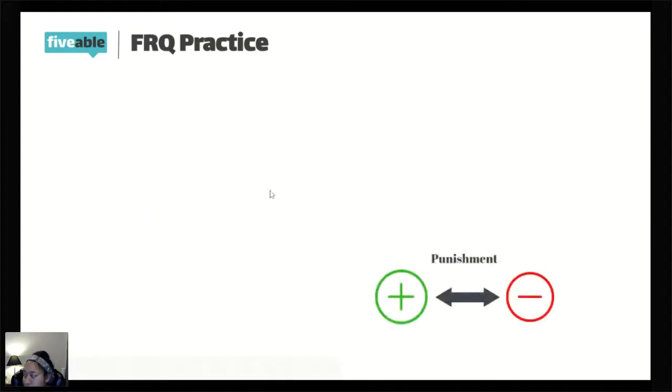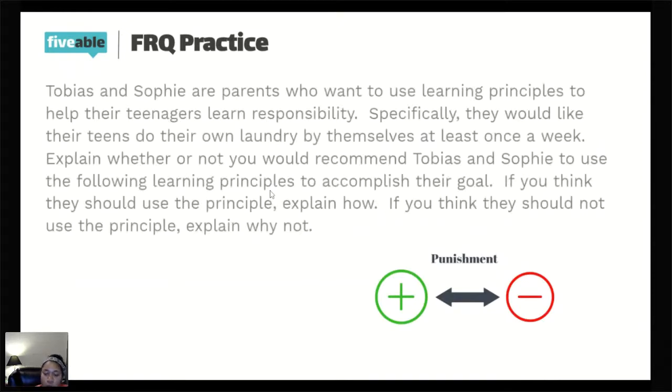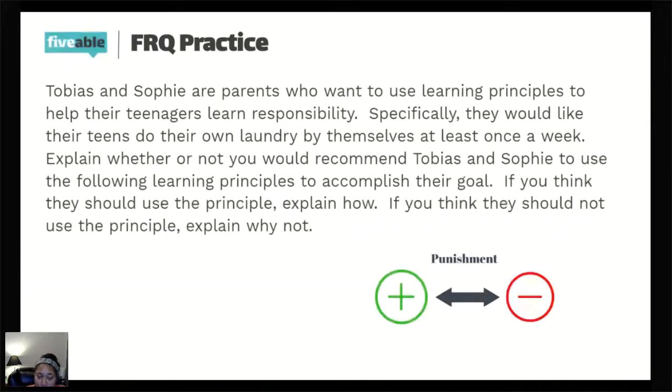All right, so now we're going to get into the next part of the FRQ. It's the same question. Tobias and Sophie are parents. They want to use learning principles to help their teens learn responsibility. They want their teens to do their laundry by themselves at least once a week. Sorry, I'm just summarizing because it's the exact same question as in the last part. Explain whether or not you would recommend Tobias and Sophie use the following learning principles to accomplish their goal. If you think they should use the principle, explain how. If you think they should not use the principle, explain why not.